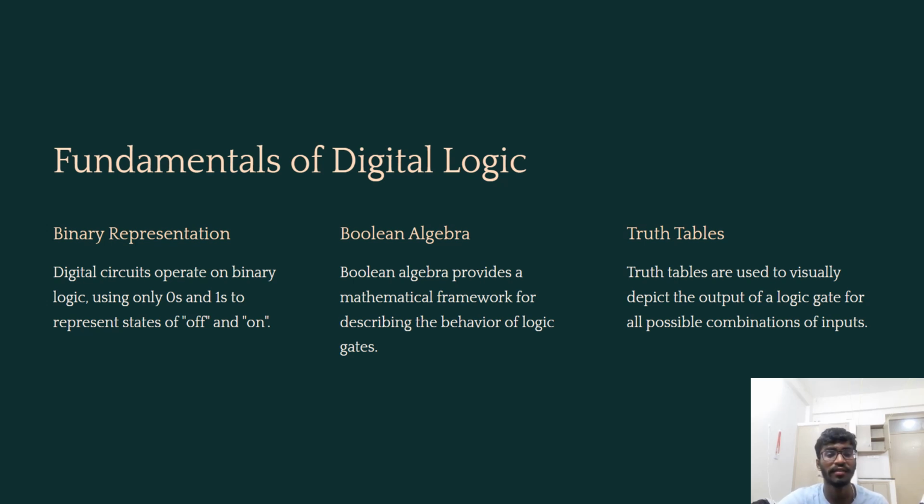Then we go with fundamentals of digital logic. There are three ways: binary representation, Boolean algebra, and truth tables. Firstly, binary representation: digital circuits operate on binary logic using only zeros and ones to represent the states of on and off. Boolean algebra provides a mathematical framework for describing the behavior of logic gates. Finally, truth tables are used to visualize and depict the output of a logic gate for all possible combinations of inputs.